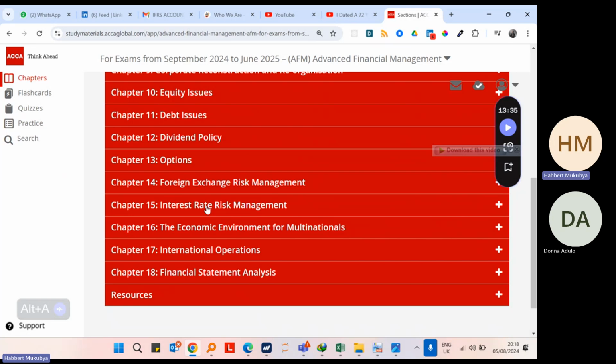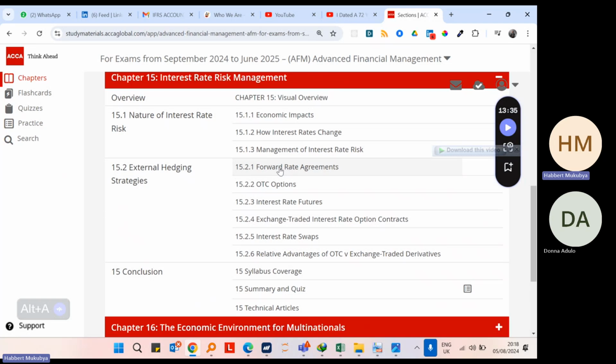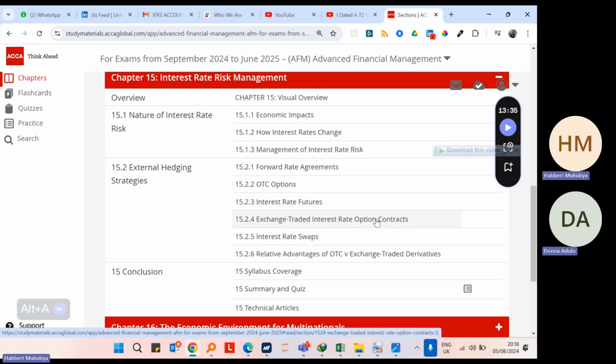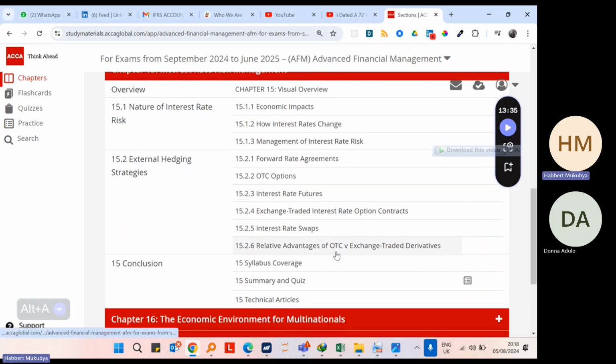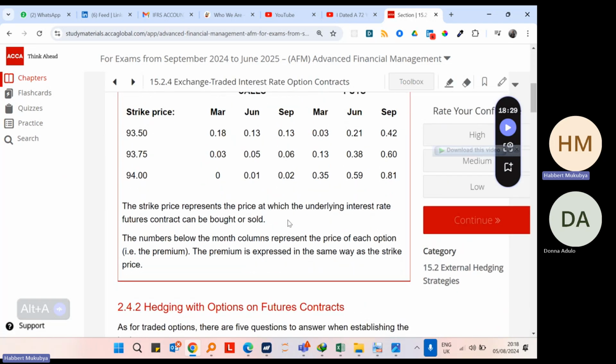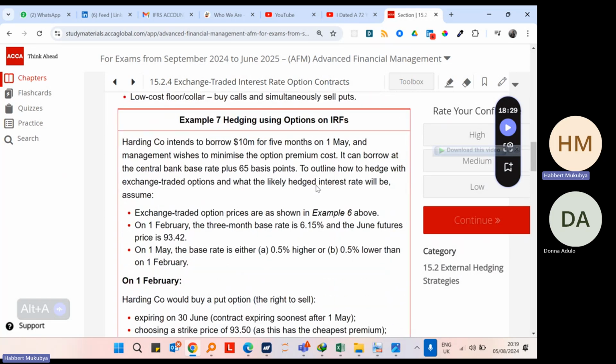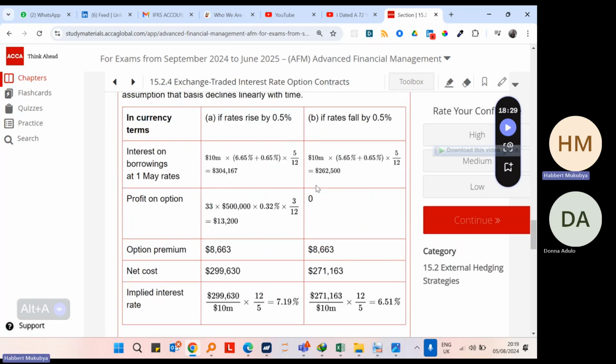Because now, like here, what we are looking at is chapter 15, interest risk management. And you can see we have here the forward rate agreements, then the over-the-counter options, then the interest rate futures, then the options, then swaps, and collars. Okay, collars are maybe not mentioned here, but they are dealt with perhaps under options. But at least if you go here, you can go through it, and you have a faster idea of how to hedge, because they have this section which gives an example, and then you'll be able to follow very well.